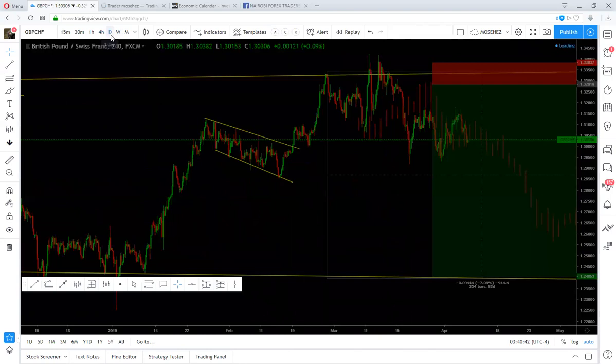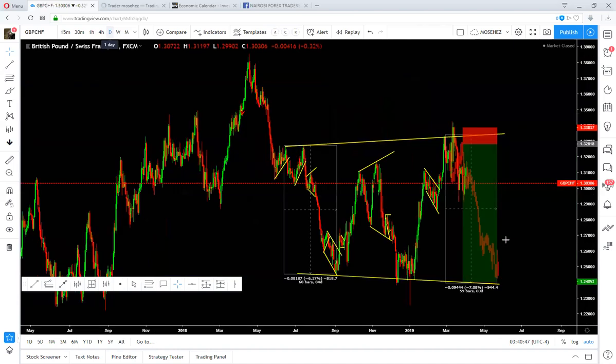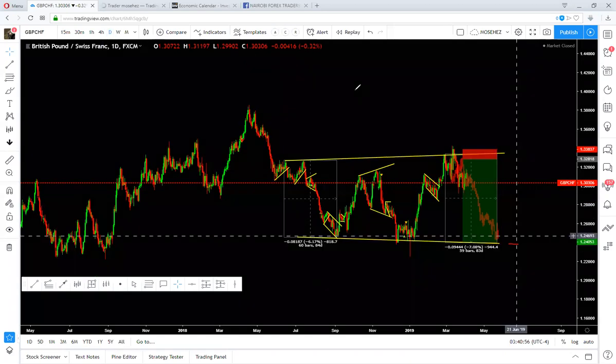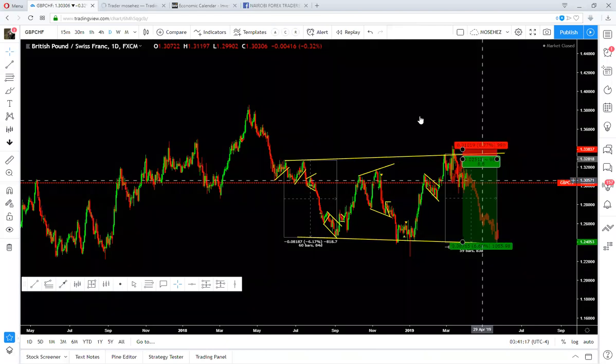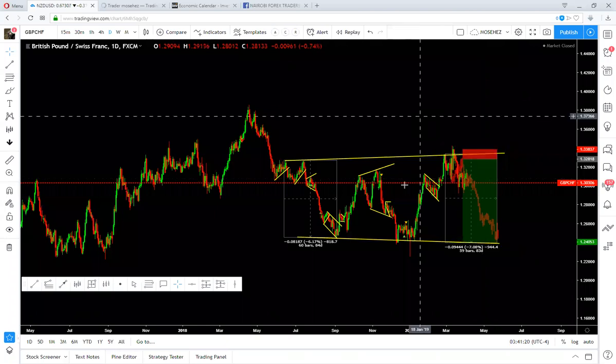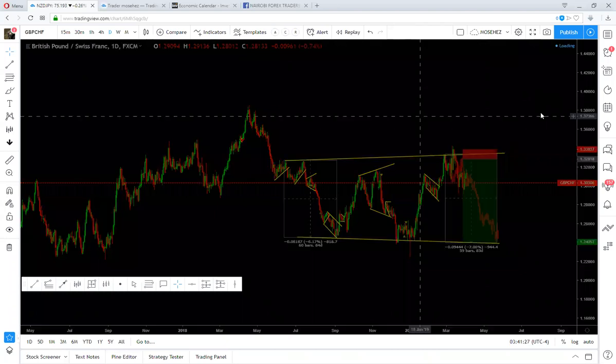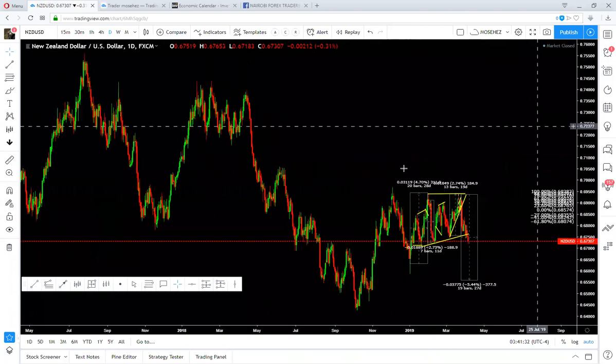So that was also a good move. I was in that trade, and I'm still in this trade. So I expect it to come to these particular levels. If you're not in, just look for a correction and enter, with a stop loss behind the previous impulse. This is a very easy trade.